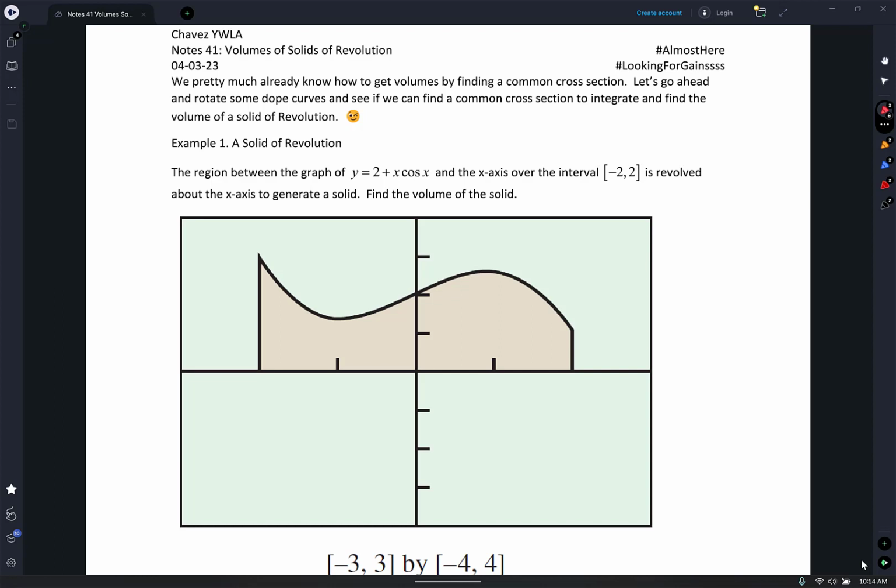Cool? So it says here, example one, the region between the graph of y equals 2 plus x cosine x, so that's this guy, and the x-axis over the interval negative 2 to 2 is revolved about the x-axis to generate a solid. Find the volume of the solid.